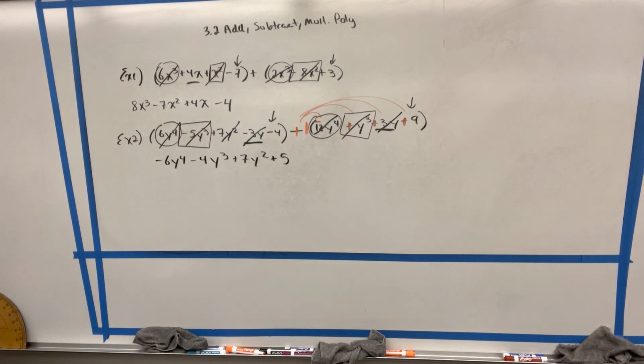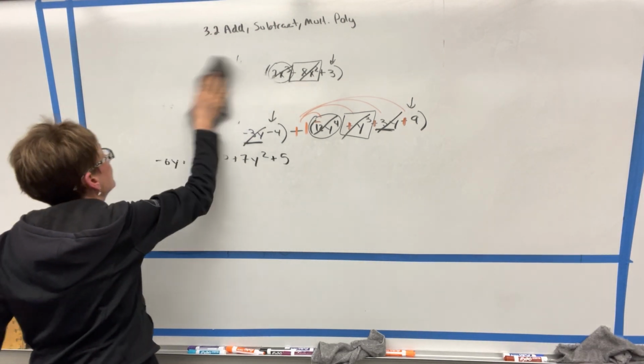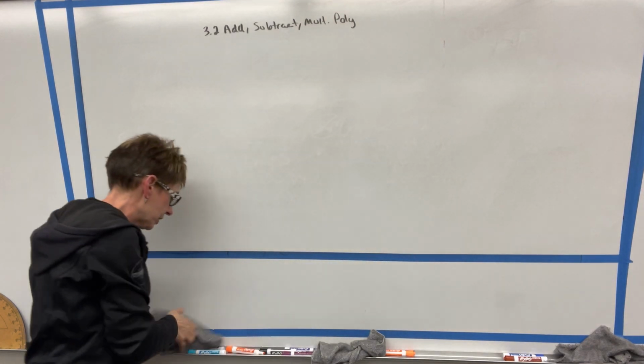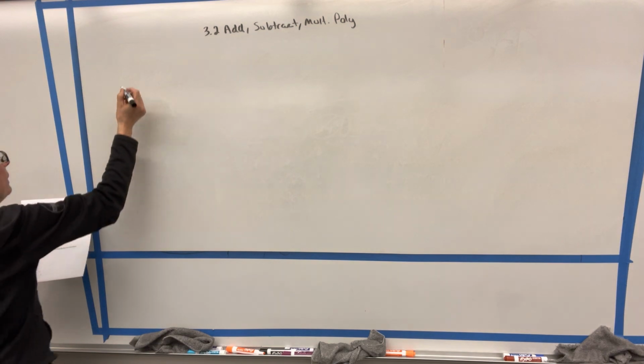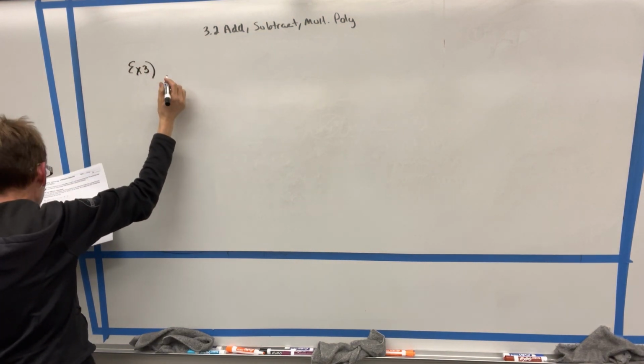So it's fairly straightforward to add polynomials. Again, add or subtract them. All we're doing is combining like terms, and by doing that, we are adding the coefficients. Now, let's do a few examples where we are multiplying polynomials. When we are multiplying, we have to distribute.